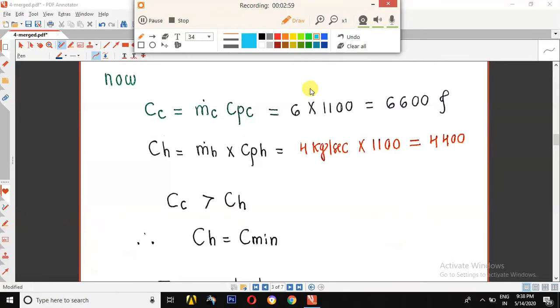Heat capacity rate is the product of mass flow rate and the specific heat, and it is defined as the amount of heat required to change the temperature of the fluid by 1 Kelvin or 1 degree Celsius. Cc equal to 6600, Ch equal to 4400. As Cc is greater than Ch, therefore Ch equal to Cmin.